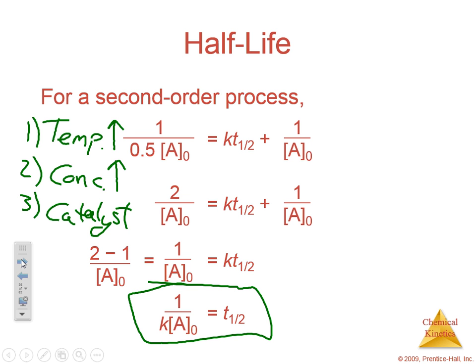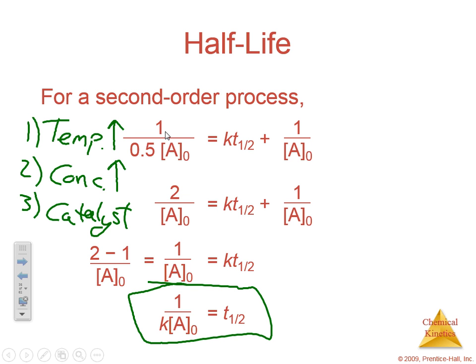In a second order process, remember it's now 1 over [A]t, so now we're plugging in 1 over 0.5 times [A]0. We're plugging that all in. When we rearrange that to solve for the half-life of a second order process, 1 over k times the initial concentration is equal to the half-life.